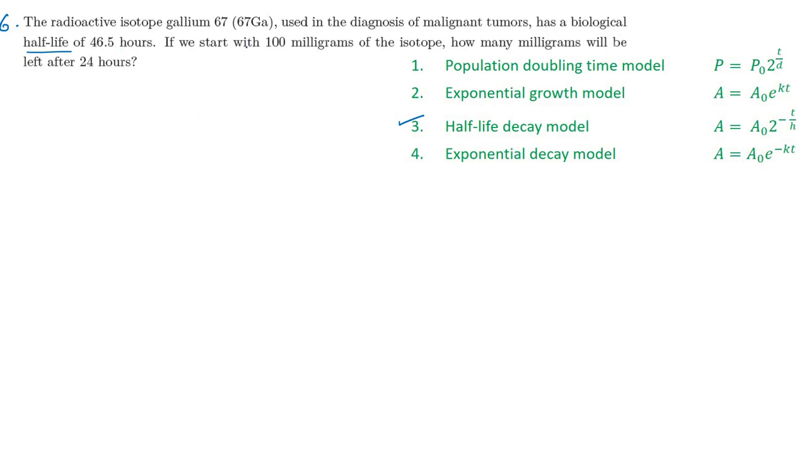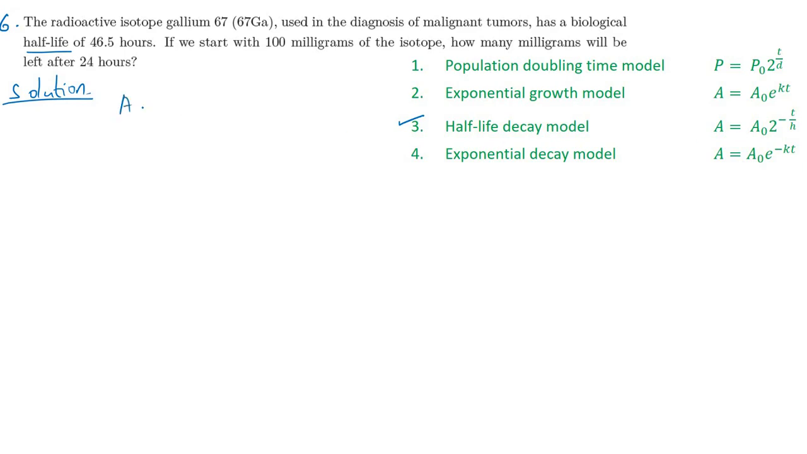In this many hours, if we start with 100 mg of isotope, how many milligrams will be left after 24 hours? In 46.5 hours, it will become half. But in 24 hours, how much will be remaining? That is the question. Solution. Half-life, so half-life decay model.